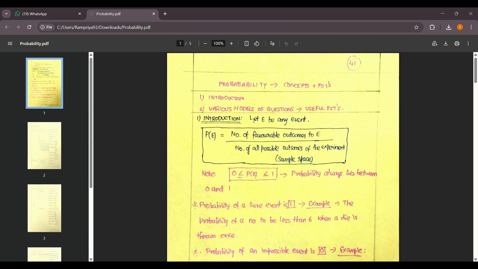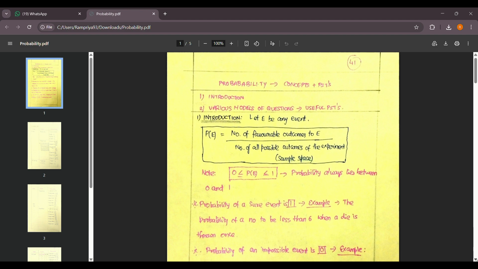So, probability of any event. This is the formula: number of favorable outcomes divided by number of possible outcomes, all the possible outcomes, which is represented by using a special term called sample space. So probability of E, where E is the event, is the number of favorable outcomes divided by sample space.